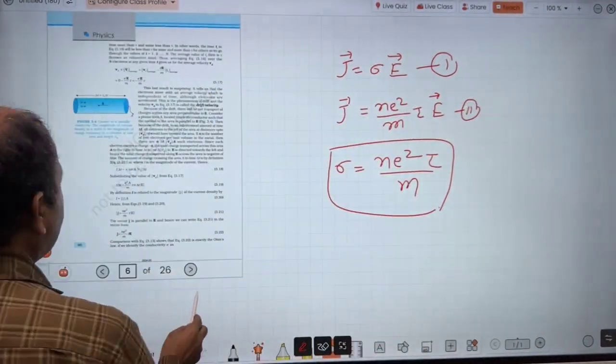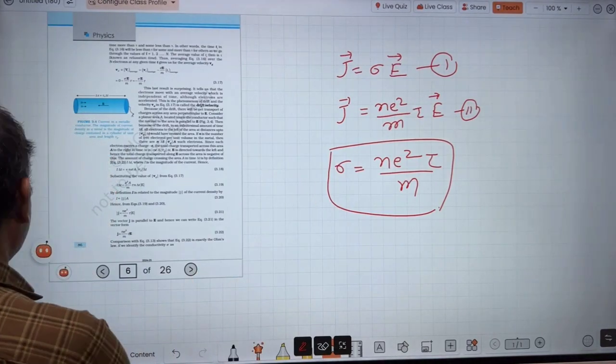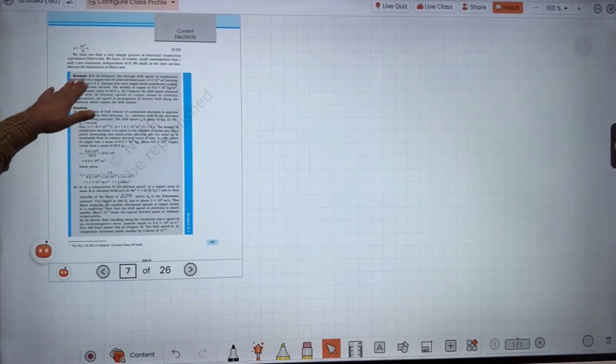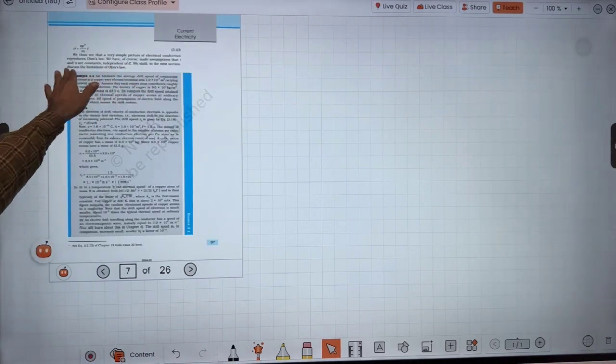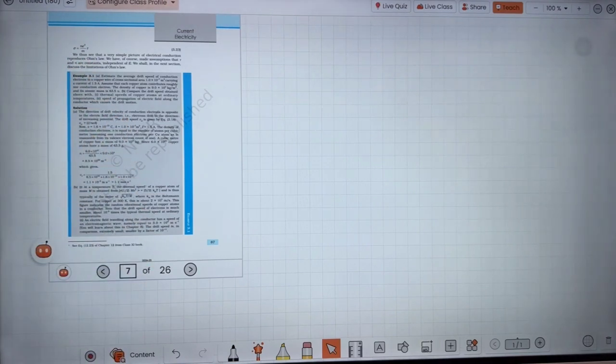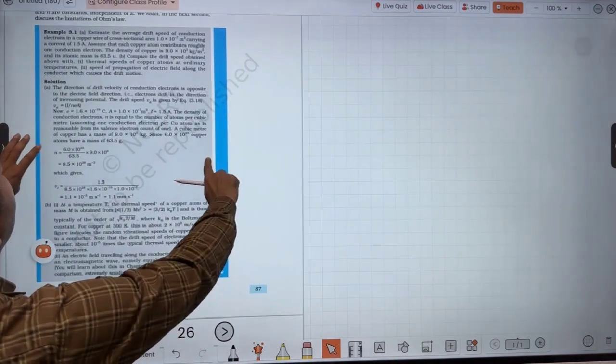So this is sigma, conductivity. So we have got the relation for conductivity. The same thing is given here: a very simple picture of electrical conduction reproduces Ohm's law. Now, on the basis of the knowledge we have gained up to now, we are going to solve this question.